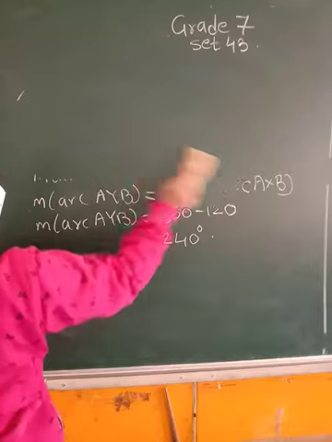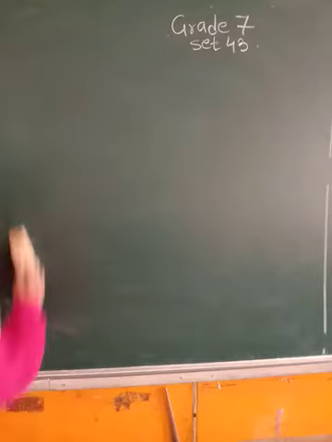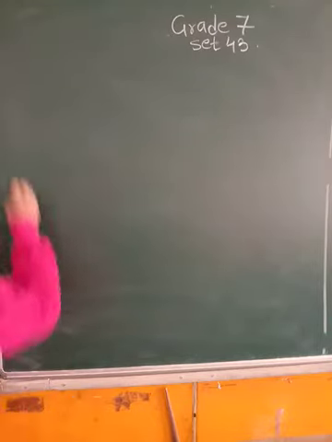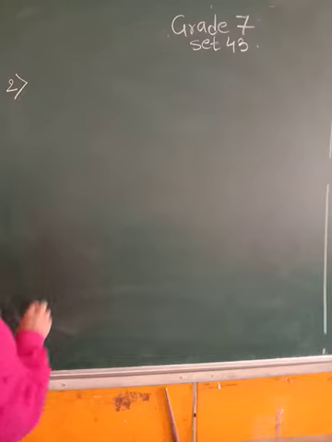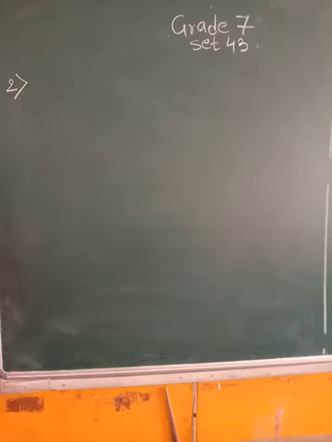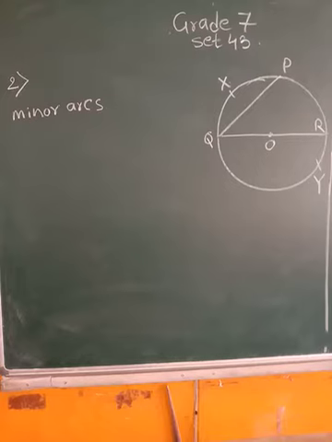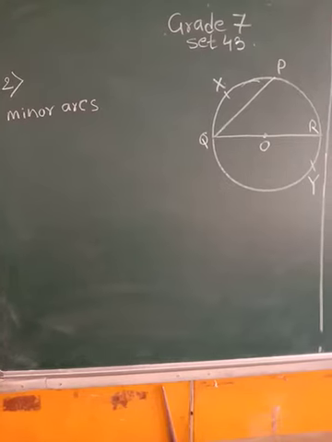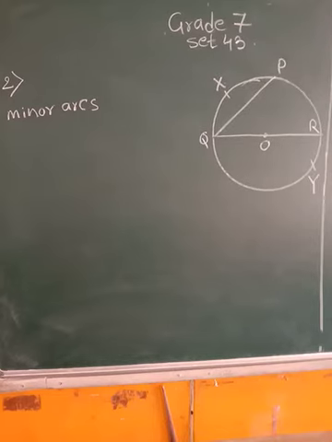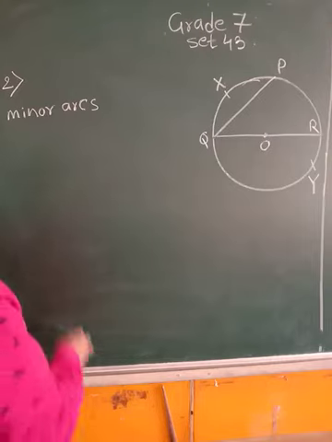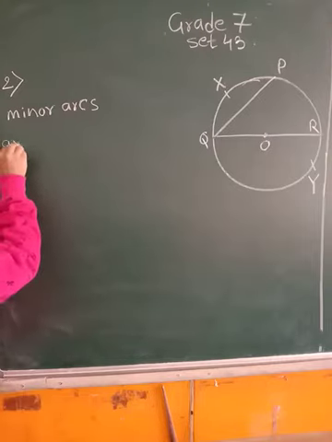Question 2. Let's do question 2 now. Let's draw the diagram. Okay, let's see minor arcs. I hope it is clear. Minor means what? Small. Now see here.